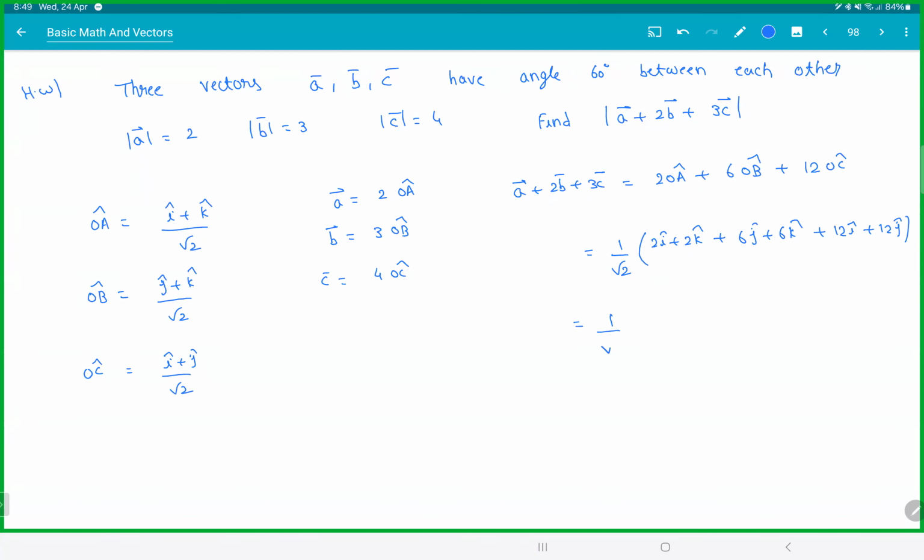So 1 by root 2, 14i, 18j, 8k. The mod of A plus 2B plus 3C would be 1 by root 2 root over 14 square, 18 square plus 8 square. Clear? Everyone got this. But like I was telling you, there's a much faster method to do this, but we will see that later on. You need dot product for that.